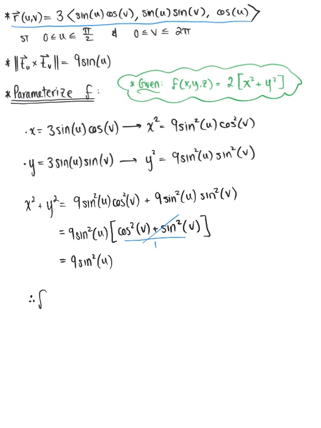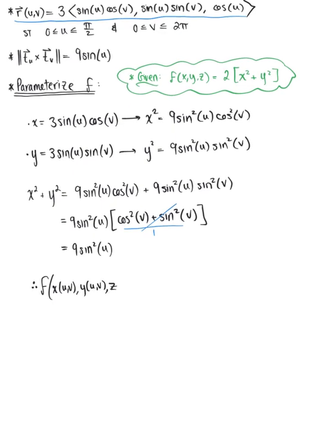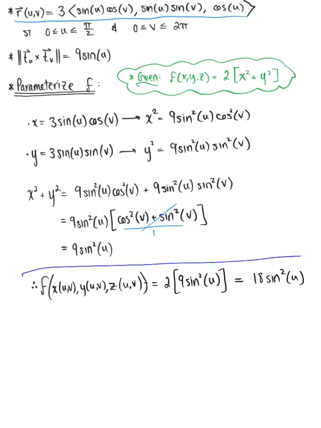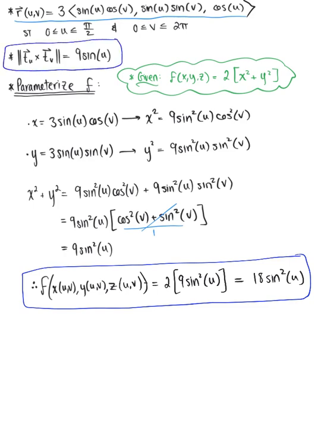So therefore our reparametrized function, so f parametrized in terms of u and v, so we have x of uv, y of uv, z of uv, is equal to 2 multiplied by 9 times sine of u squared, which leaves us with 18 sine of u squared. Phew! So we have everything we need. We've got the parametrized function, and we've also got the magnitude of the cross product of our tangent vectors, as well as the bounds on u and v. And so we're ready to set up that surface integral.